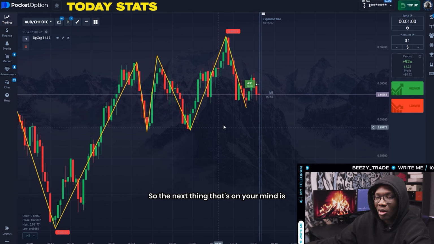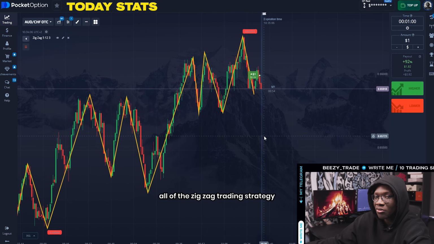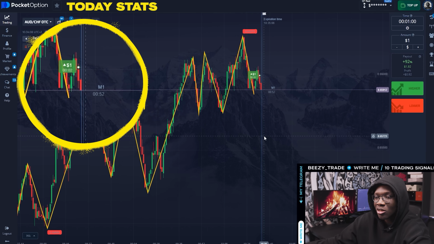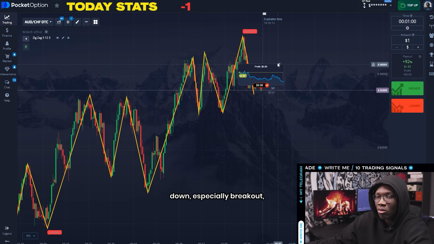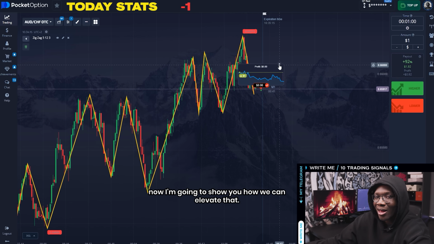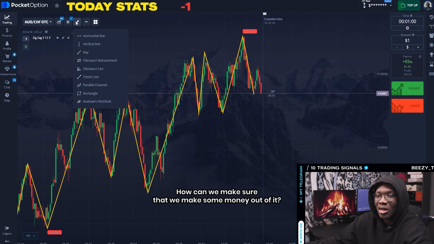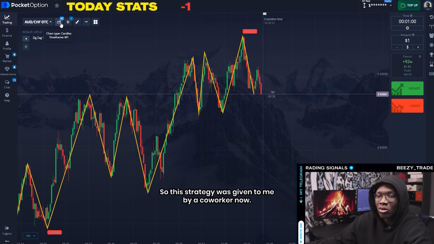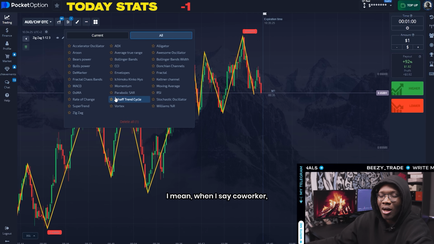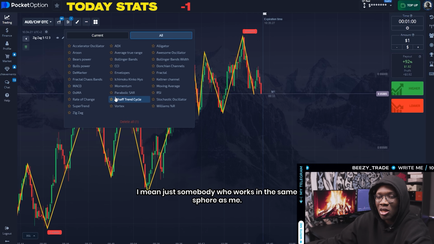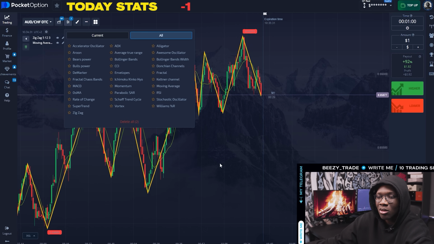So the next thing that's on your mind is, once you've had all of the zigzag trading strategy down, especially the breakout, now I'm going to show you how we can elevate that. How can we make that better? How can we make sure that we make some money out of that? So this strategy was given to me by a coworker. No, I mean, when I say coworker, I mean just somebody who works in the same sphere as me. So just another trader, and I've been wanting to try it out.